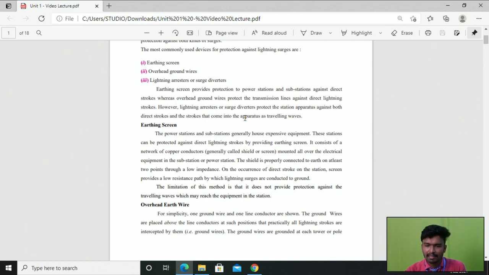From this we can conclude that the earthing screen is mainly used to provide protection to the power station as well as the substation against direct lightning strokes. The second device is mainly used to provide protection to the transmission line against direct lightning strokes. So the earthing screen and the overhead ground wires are used to provide protection against direct lightning strokes. But the lightning arrester and surge diverter are used to provide protection to station apparatus against both direct and indirect lightning strokes.